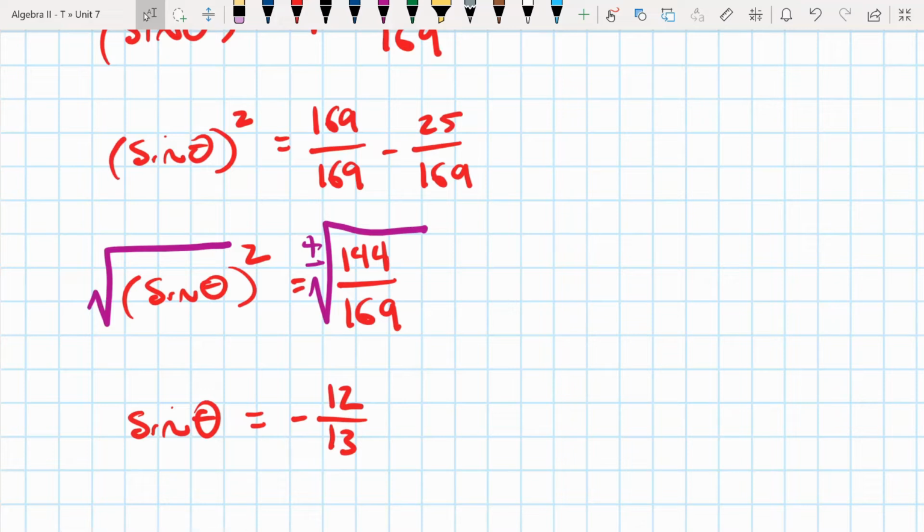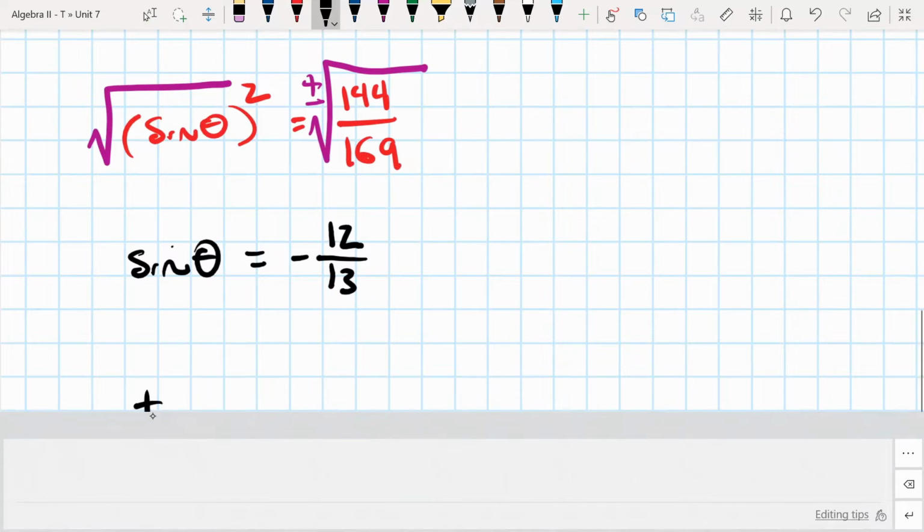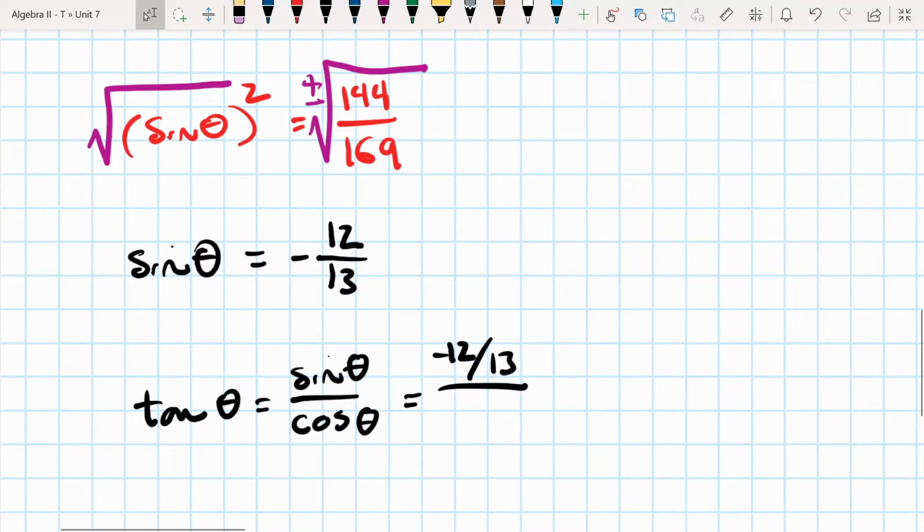Okay, so we know sine of theta. Now we're going to use this to evaluate tangent, and that's going to be our final answer. So tangent is sine over cosine. We just solved for sine, so let's plug that in here. Okay, we just plug that right in here. And now cosine is given to us at the beginning of the problem, which is negative 5 over 13.